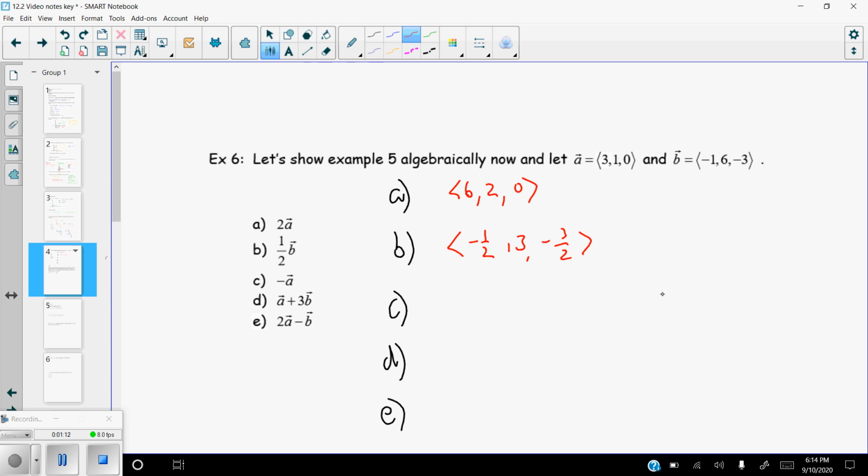There we go. All right, in letter C, we just want to do the negative of A. Well, that's just distributing a negative throughout A. So we're going to get -3, -1, -0. Just kidding, there's no such thing.